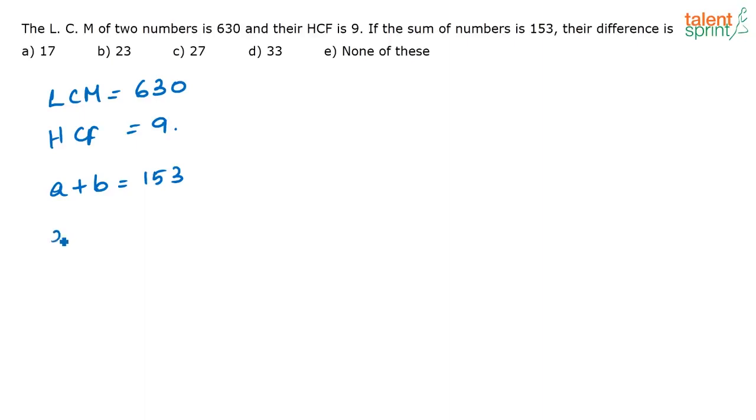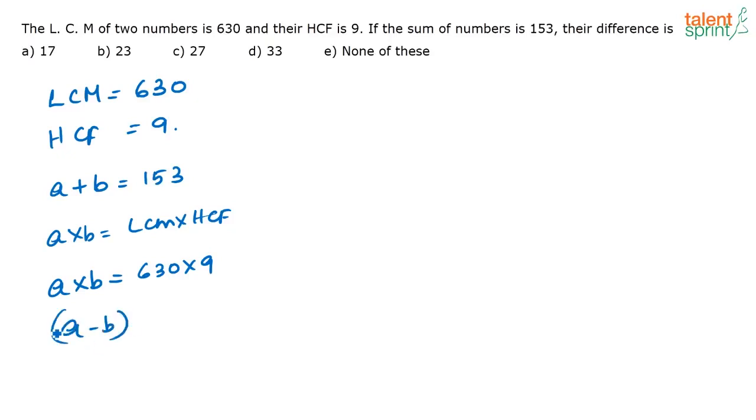Now I told you a property, right? The product of the two numbers is always equal to the product of the LCM and the HCF. So if these two numbers are A and B, I can say A into B is equal to 630 into 9. Now, what should you do here? I have to find the value of A minus B. I know AB, I know A plus B, and I have to find A minus B.